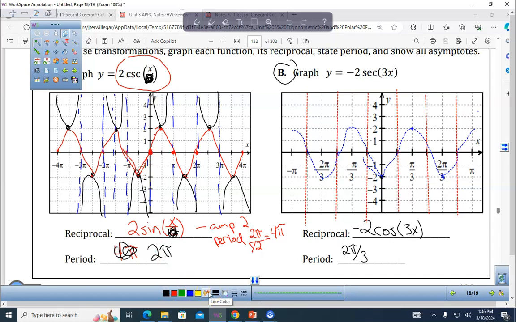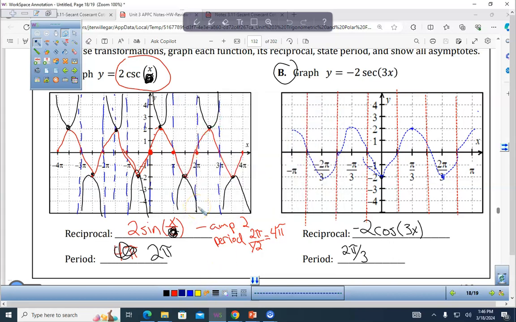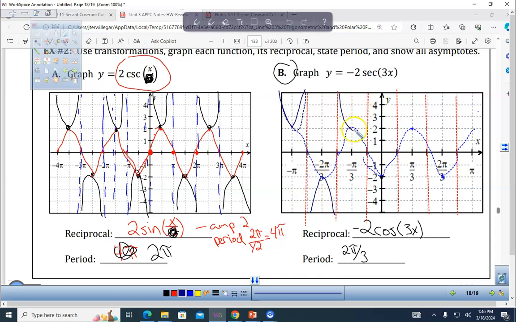Make them green. So I'm going to put a U. This is my final answer here. Put a U, U, U. So remember, these U's are my final answer. Everything else is construction lines.